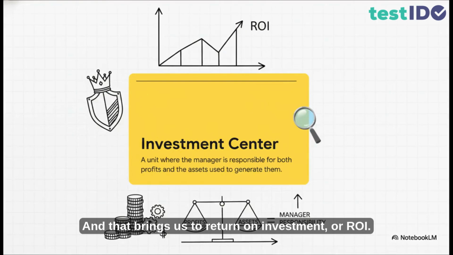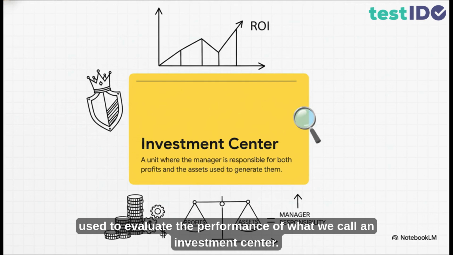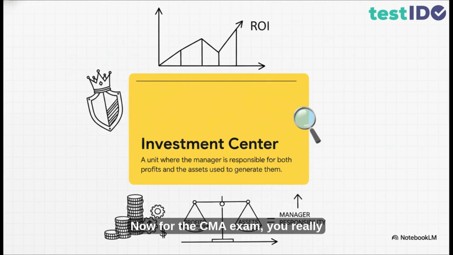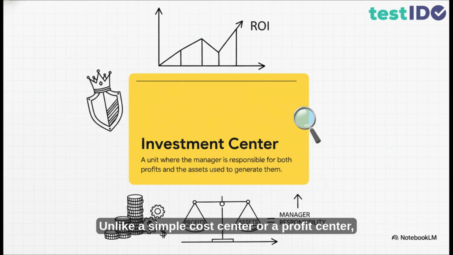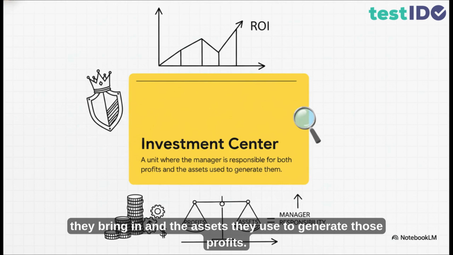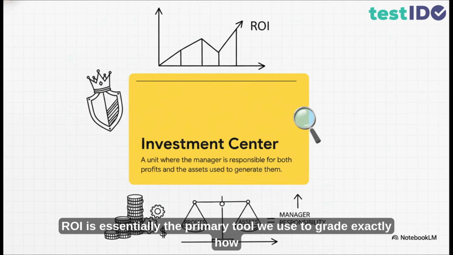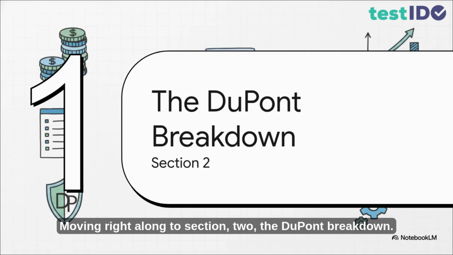And that brings us to return on investment, or ROI. This is literally the king of performance metrics. It's the most common measure used to evaluate the performance of what we call an investment center. Now, for the CMA exam, you really need to know that an investment center is a unique beast. Unlike a simple cost center or a profit center, an investment center manager is held responsible for both the profits they bring in and the assets they use to generate those profits. ROI is essentially the primary tool we use to grade exactly how efficiently that manager is using the tools the company handed them.